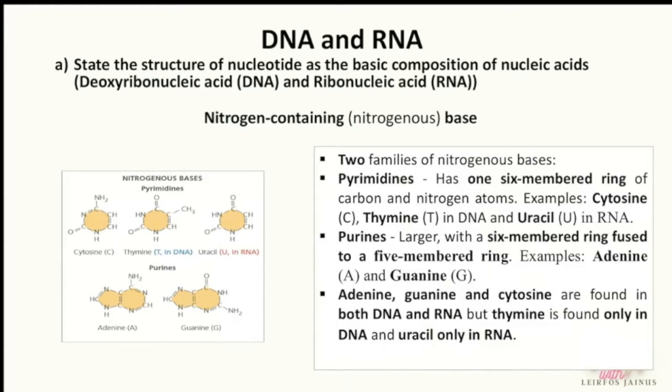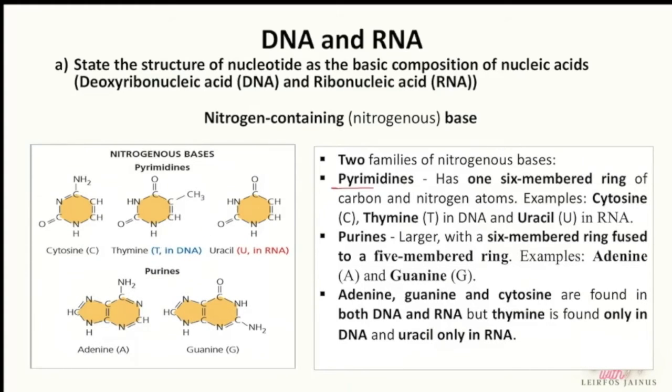The nitrogen-containing base, or nitrogenous base. There are two types of nitrogenous bases: pyrimidines and purines. Pyrimidine consists of one 6-membered ring of carbon and nitrogen atoms. For example, cytosine, thymine in DNA, and uracil in RNA. Purine consists of a 6-membered ring fused with a 5-membered ring of carbon and nitrogen atoms. For example, adenine, which has a 6-membered ring fused to a 5-membered ring. The examples of purines are adenine and guanine.